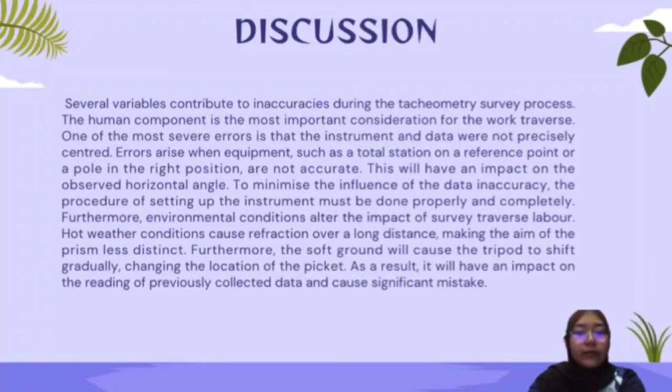Furthermore, environmental conditions alter the impact on the survey traverse level. Hot weather conditions cause refraction over a long distance, making the end of the staff less distinct. Furthermore, soft ground will cause the tripod to shift gradually, changing the location of the picket. As a result, it will impact the readings and previously collected data and cause significant mistakes.